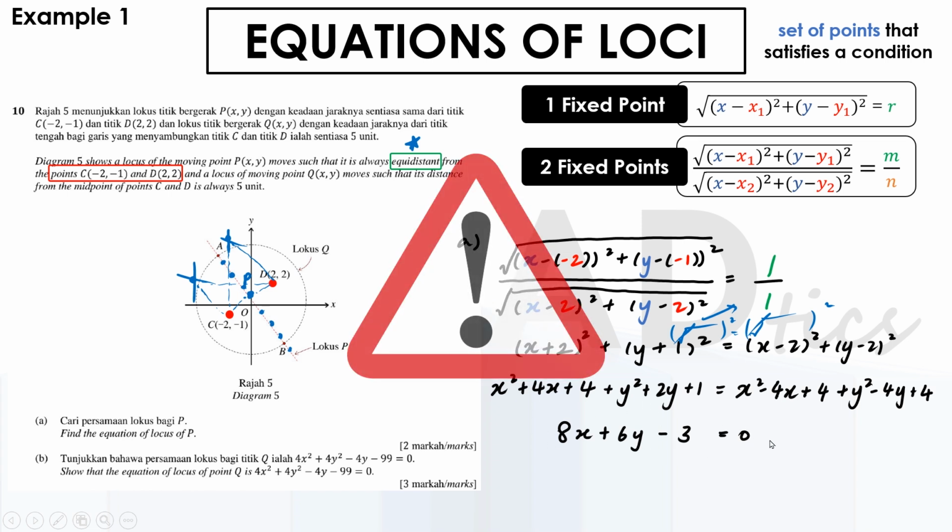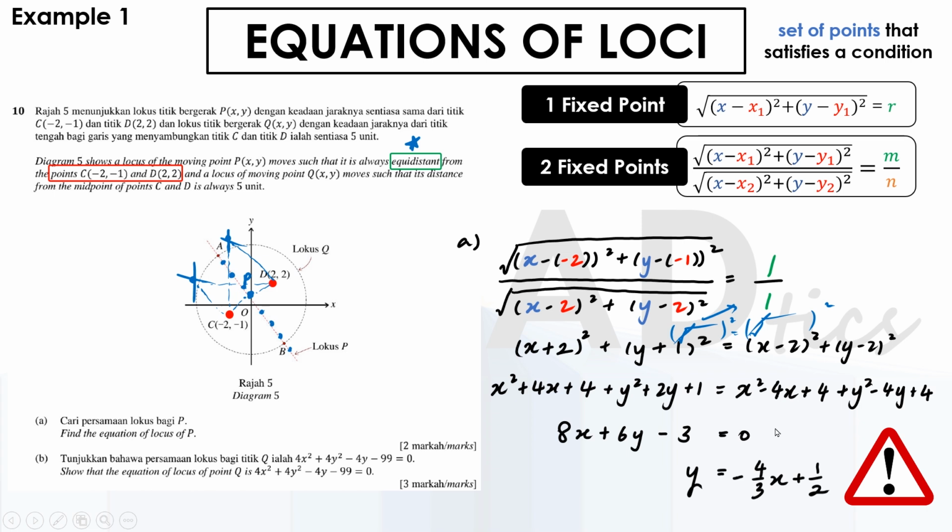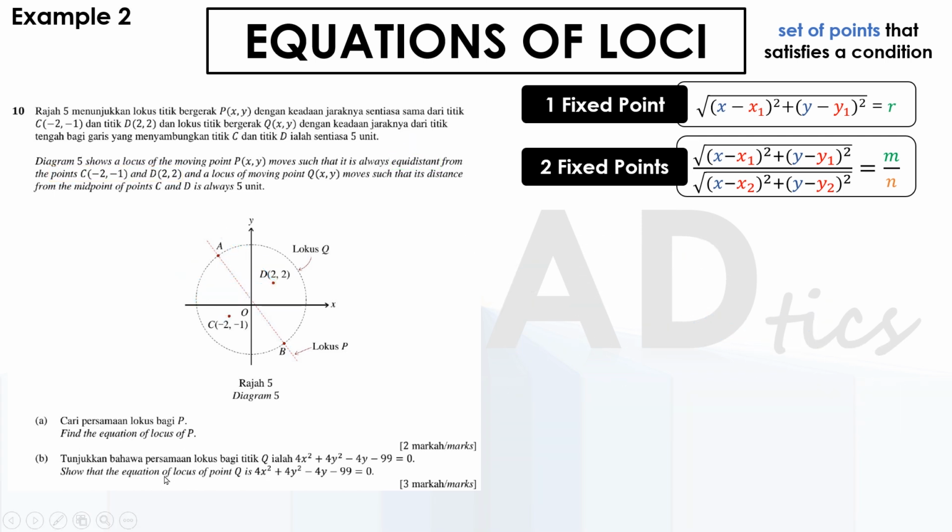So if you rearrange this answer, it's actually a line equation. That's why here the locus of P is actually a straight line. But you don't need to write your final answer in this way. You actually can stop here already. For the next part, it's just to show that the equation of locus of point Q is this. So it actually has the same steps as part A, but here we are able to double check our answers whether it's correct or not.